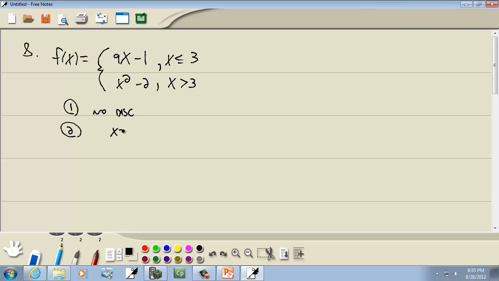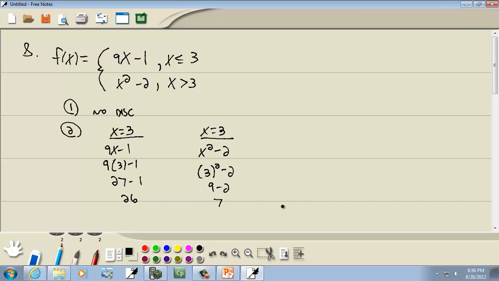Well, the question is, what's happening at 3? Are they meeting, or is there a gap there? Well, if I plug 3 into the first piece, I got 9x minus 1, and I also plug it into the x squared minus 2. Well, we got 9 times 3 minus 1 gives us 27 minus 1, or 26. If I plug in 3 here, I got 3 squared minus 2 gives us 9 minus 2, or 7.